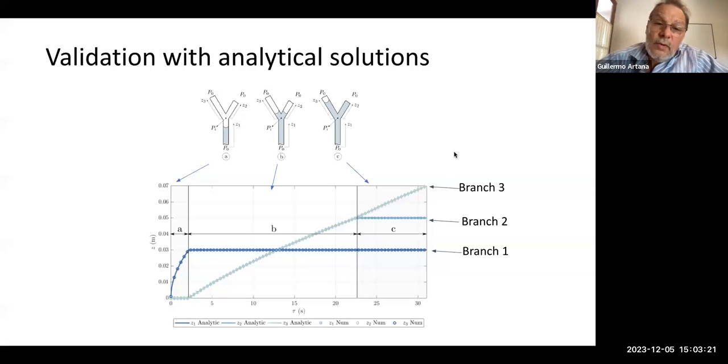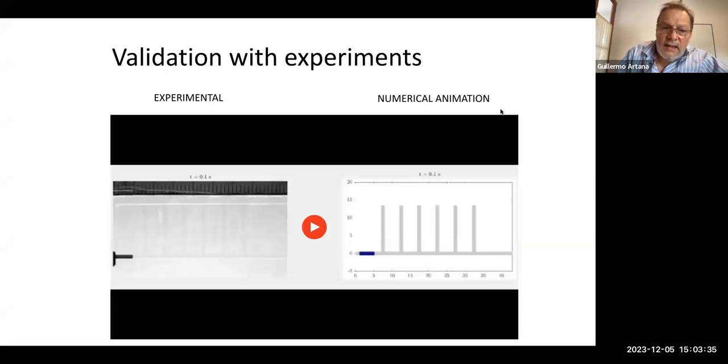So here everyone is pretty glad because you can validate the code with a simple geometry for which you have an analytical solution, and it seems that the code is working fine. But we have also validated the code with experiments in a more complex geometry. And here we have a T. These are the experimental results, and this is the numerical animation of what is predicted by the code.